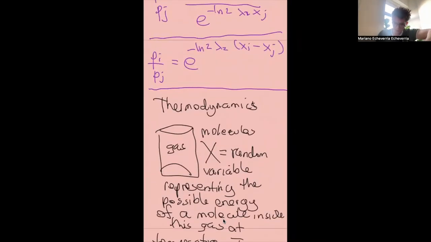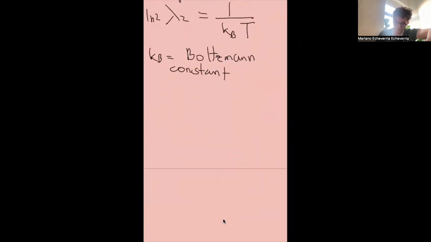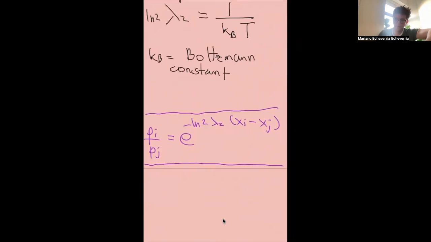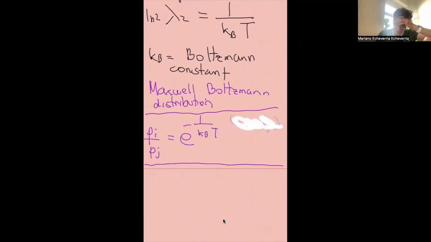So the way in which you would write this is what physicists call the Maxwell-Boltzmann distribution for an ideal gas. So this becomes 1 over K_B T, and x_i, x_j were just the values of the energies the particle could take. So it's just a subtraction, the difference of the energies.